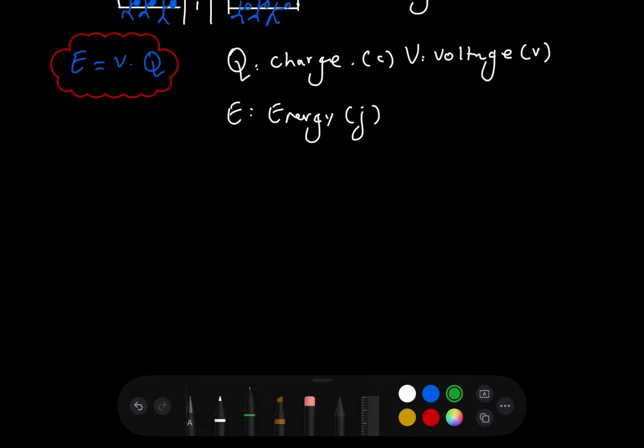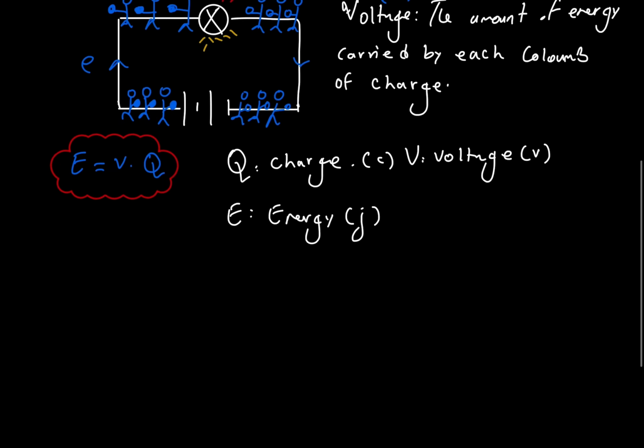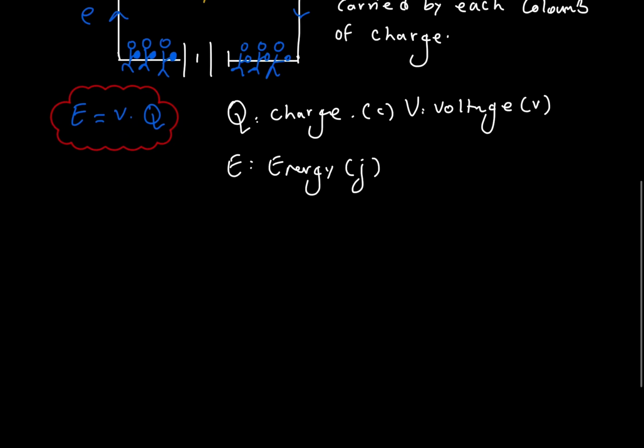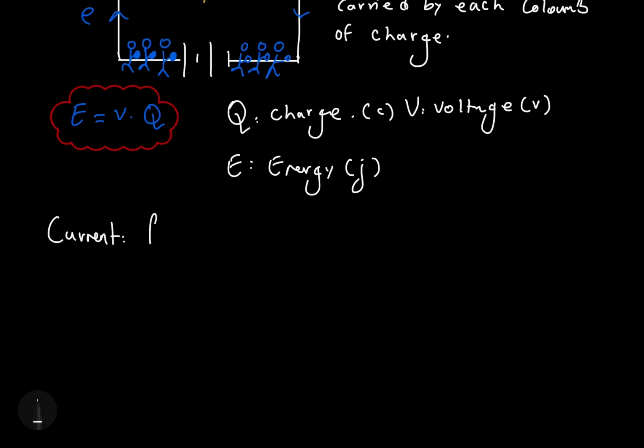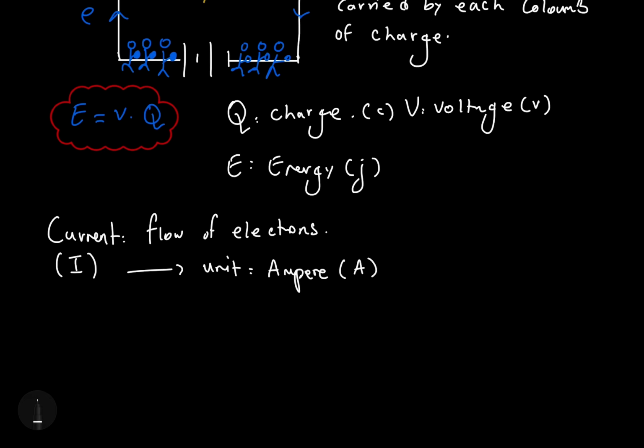Now, if I were to calculate the exact number of these blue people, or these electrons per se, that pass through a specific point per second, I would be calculating the electrical current. So current is simply the flow of charge, or the flow of electrons. Current is denoted by the electrical symbol I, and the unit of current is the ampere, which is denoted with a capital letter A.